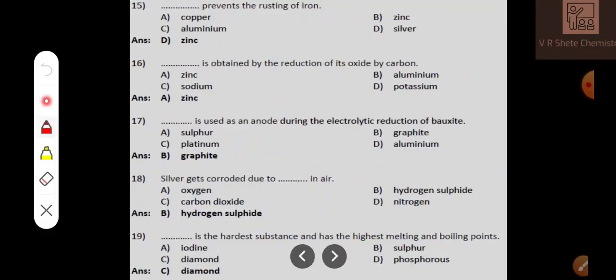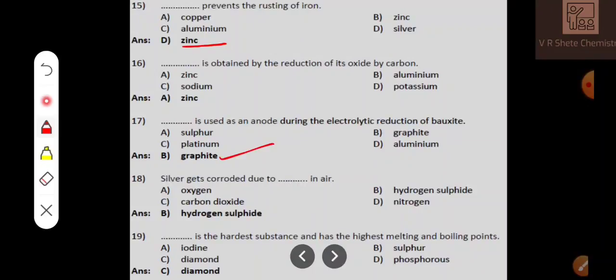Zinc prevents the rusting of iron. Zinc galvanizing is utilized to prevent rusting. It's a coating of zinc. Question 16: zinc is obtained by the reduction of its oxide by carbon. Answer is again zinc.